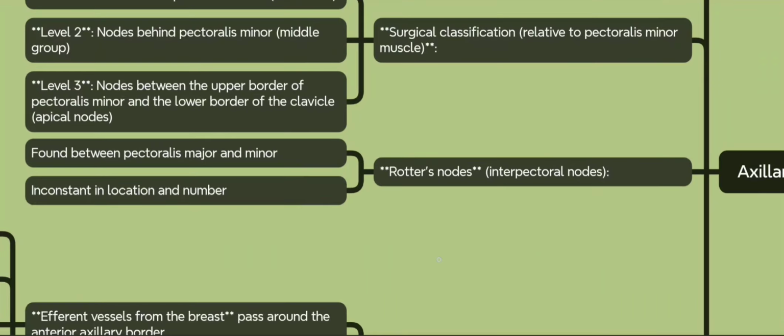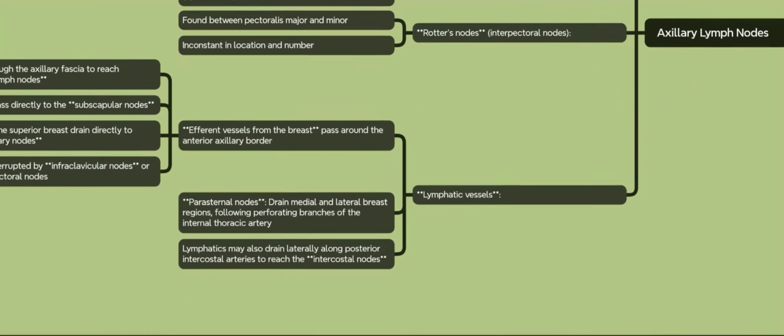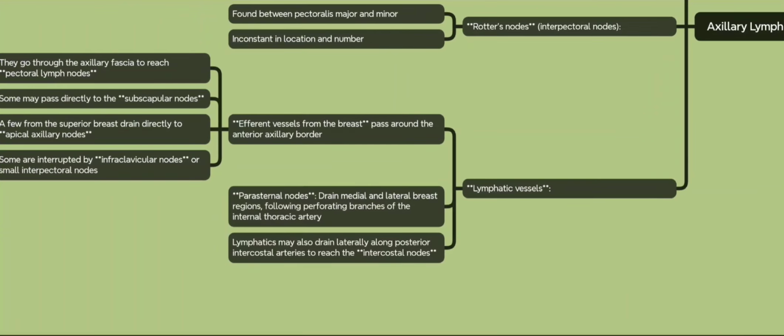Rotter's nodes. Those are interpectoral nodes. They are found between pectoralis major and minor. They are inconstant in location and number. Those are Rotter's nodes. Then the lymphatic vessels.